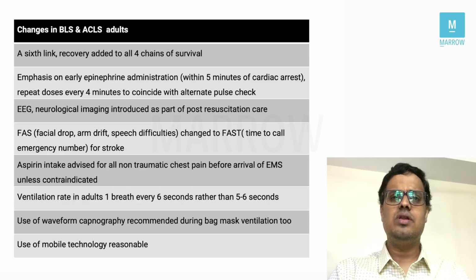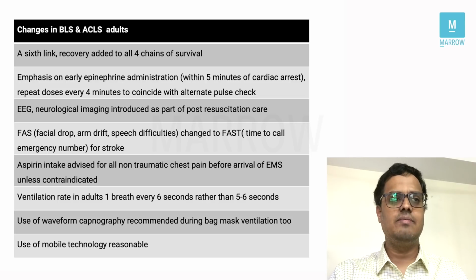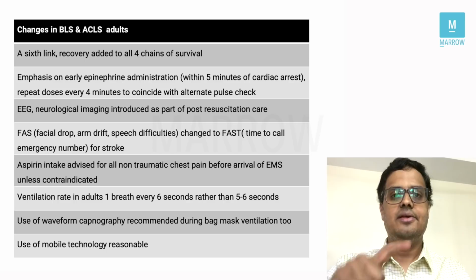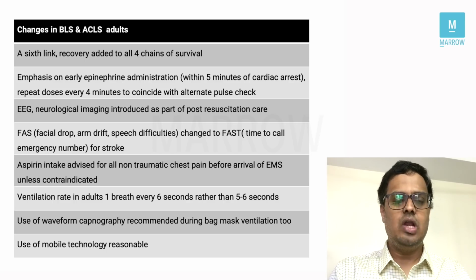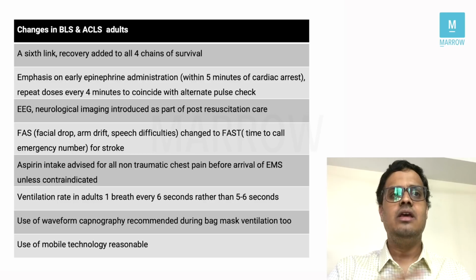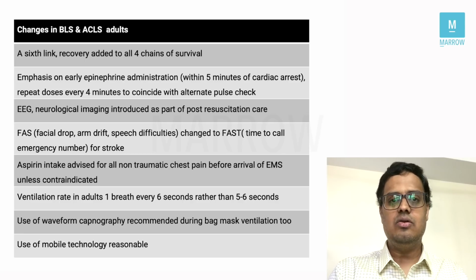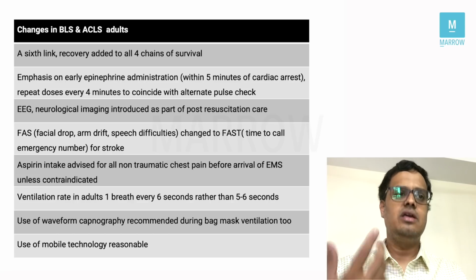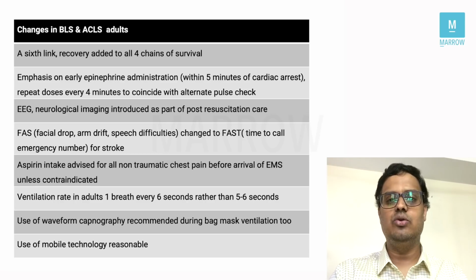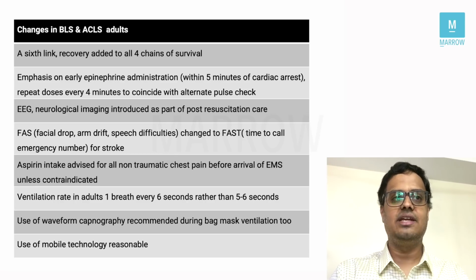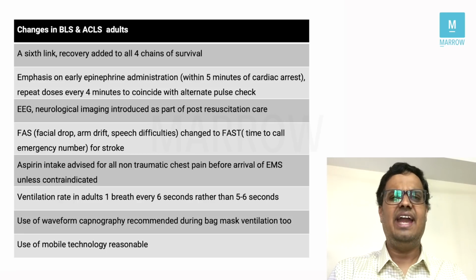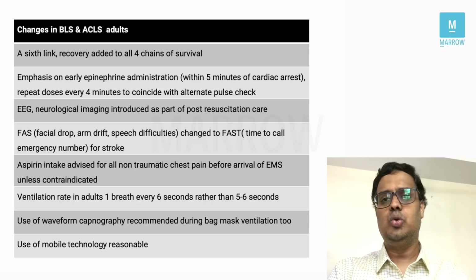In the previous 2015 guidelines, there was something called FAS. FAS means facial drop, arm drift, speech difficulties in a patient with CVA. Now they have changed it to FAST, which means facial drop, arm drift, speech difficulties, along with time to call an emergency number. So in a patient with suspected CVA, if you have facial drop, arm drift, speech difficulty, you add one more letter, T, to make it FAST, that is time to call an emergency number. And all patients are advised to take aspirin except in case of non-traumatic chest pain.